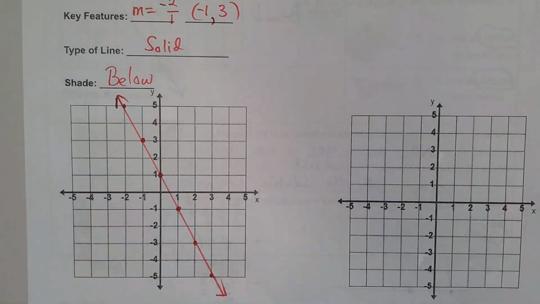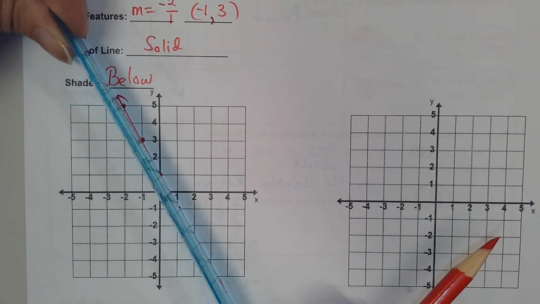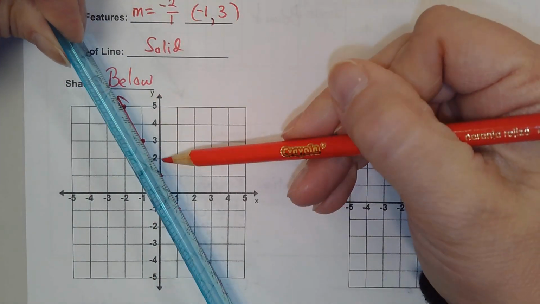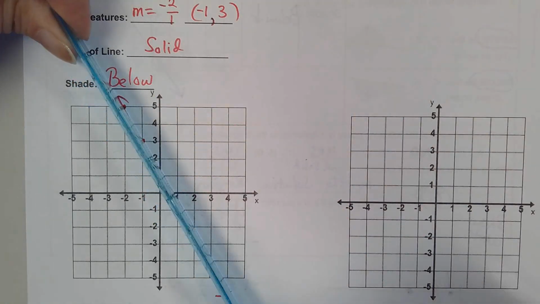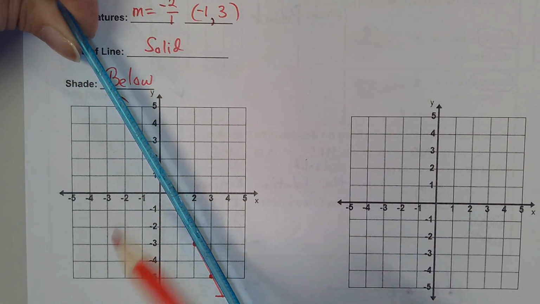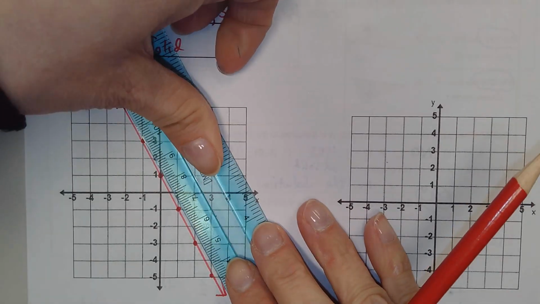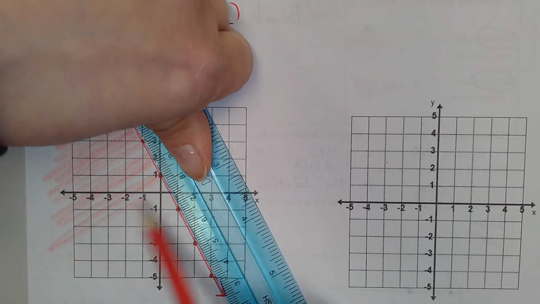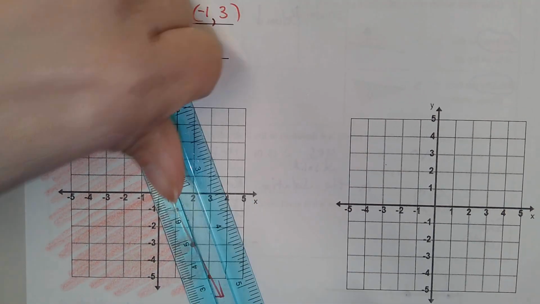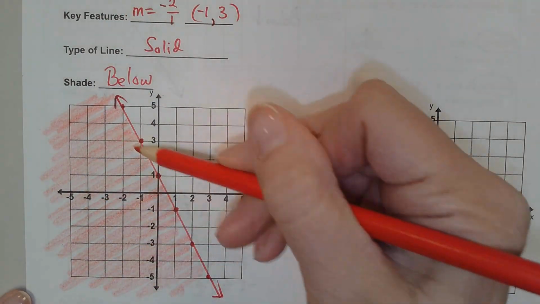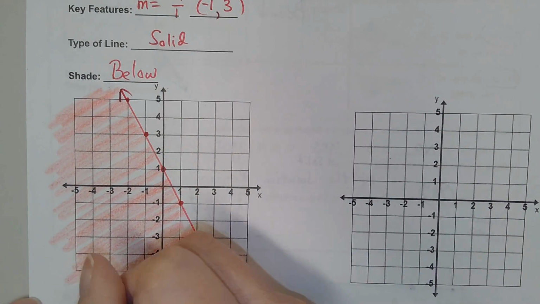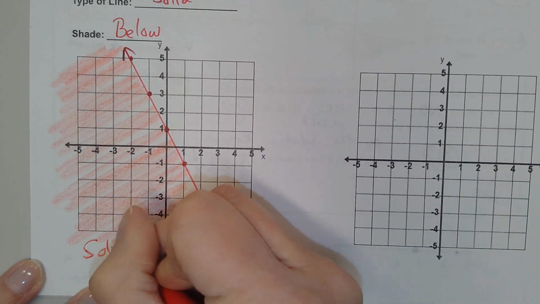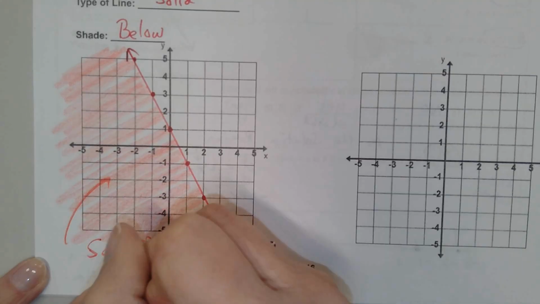And now it's time to shade below the line. Okay, so let's look at the y-axis. Which way is below? This is the way to shade below. All of this will be the solution region. Any point in here will work. The solution region.